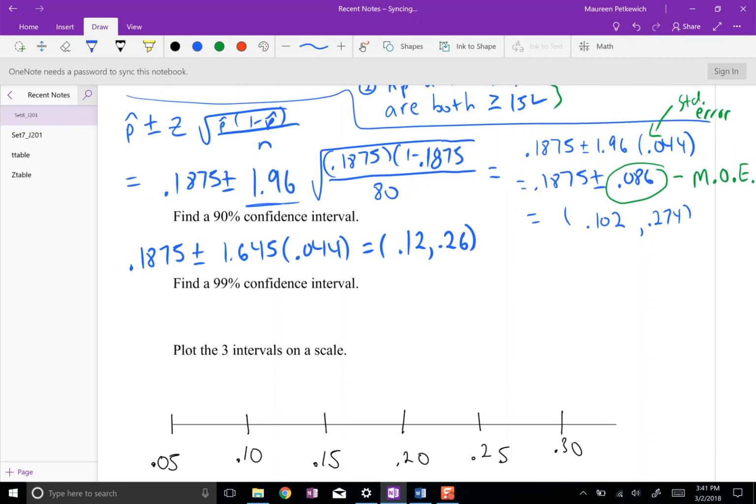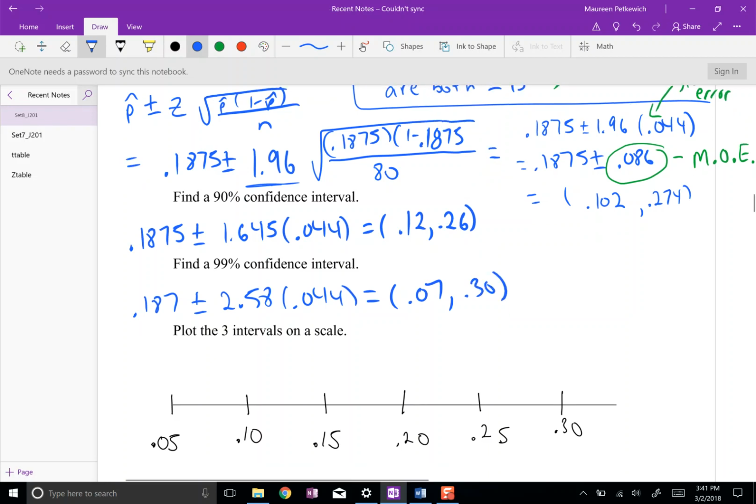Now for the 99% confidence interval, again, all I'm going to change is the z-score. I have to add and subtract 2.58 standard deviations. So that gives me a lower limit of 0.07 and an upper limit of 0.30.